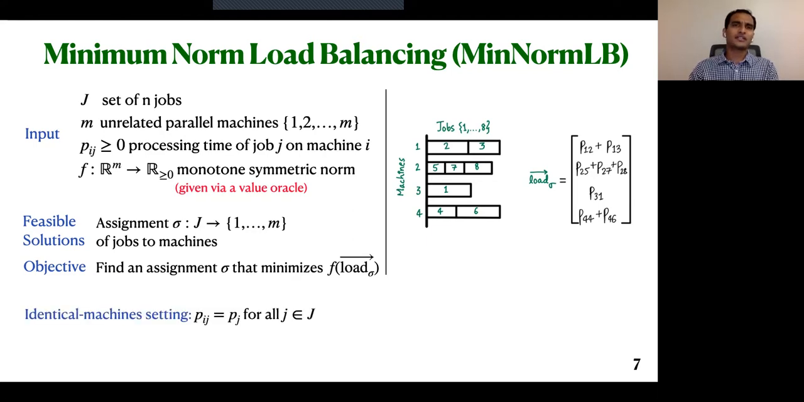An important special case of this problem is when machines are identical. In this setting, the processing time of a job does not depend on the machine it is assigned to.